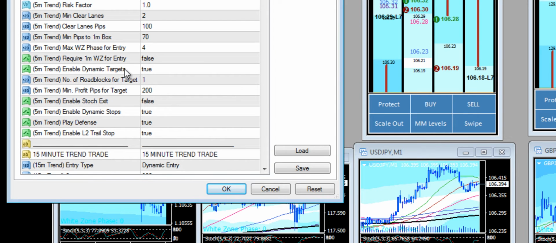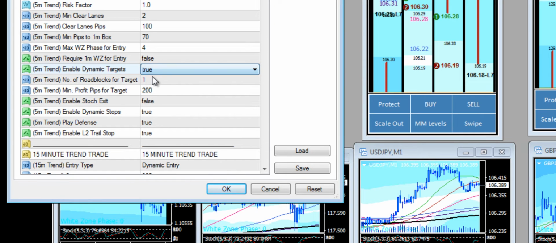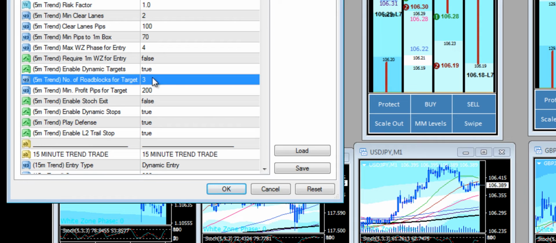Okay, so on this dynamic target, on the 5 minute trend, notice I have an extra setting. You can actually say how far you want to be in profit before looking for a roadblock to take you out. So dynamic targets, and most of the time this is the case. So you want 20 pips, and then take me out at the next 1-column roadblock. You could change it to a 2 or 3-column roadblock. You can say after I'm up plus 20, take me out at the next 3-column roadblock. Okay, you could say that.